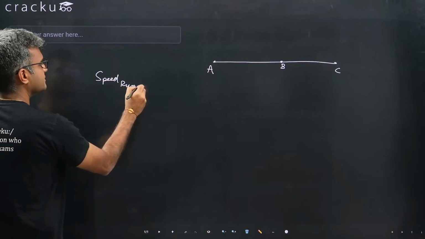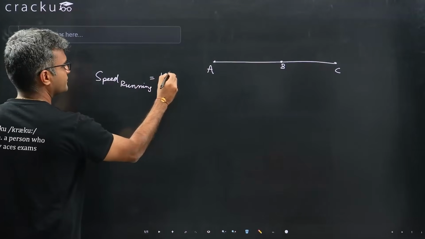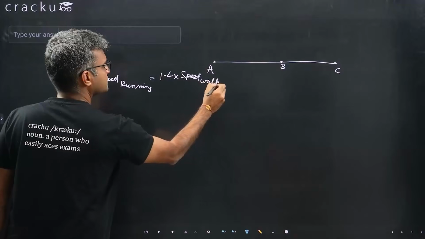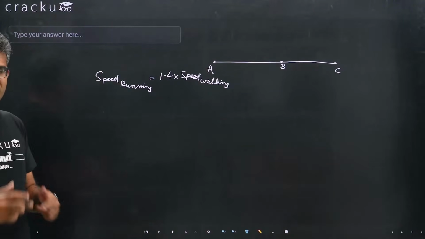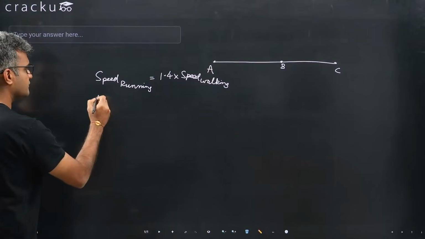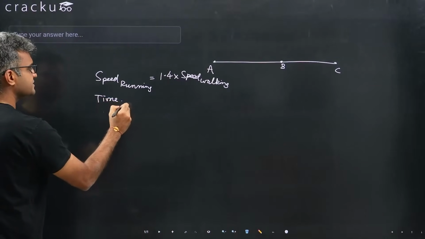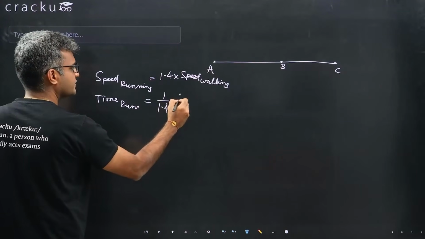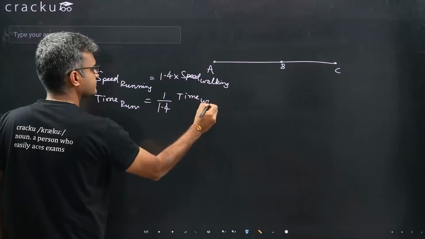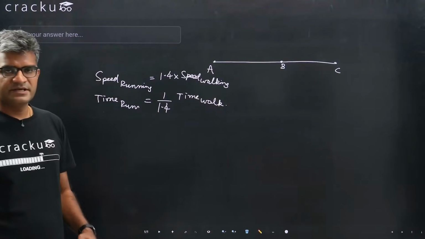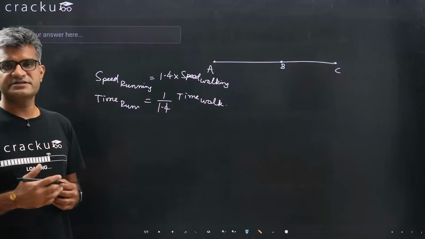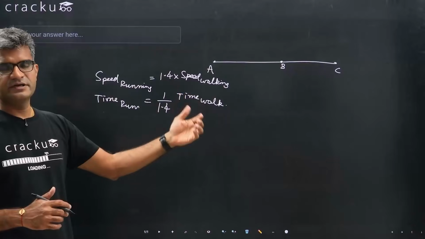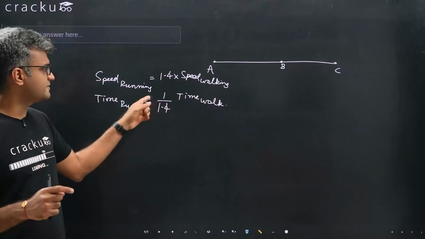while running is 40% more, so 1.4 times the speed while walking. Now we know that the time it takes is inversely proportional to the speed. So the same amount of distance, she will run in how much time? She will run in 1 divided by 1.4 times that she would walk. That is, if she has walked in 14 minutes, she would run the same distance in 10 minutes. Speed of running is 1.4 times the speed of walking. So the time it takes will be inversely proportional, which is 1 by 1.4.